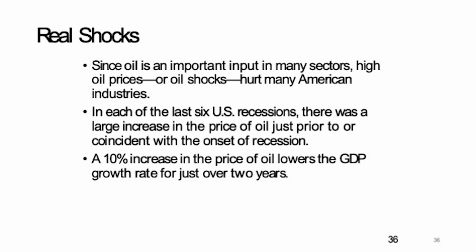In each of the last 6 U.S. recessions, the most recent one not included, there was a large increase in the price of oil just prior to or coincident with the onset of a recession. A 10% increase in the price of oil lowers the GDP growth rate for just over 2 years. So oil has a big impact on overall GDP, and right now the price of oil is up again. That can be contributing to the ongoing persistence of the current recession.